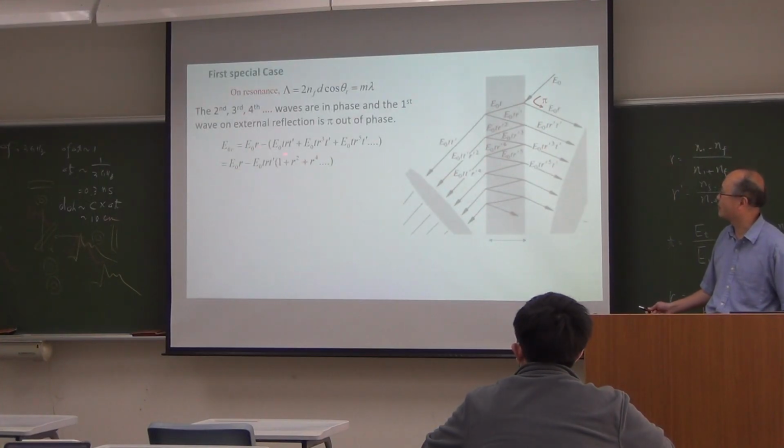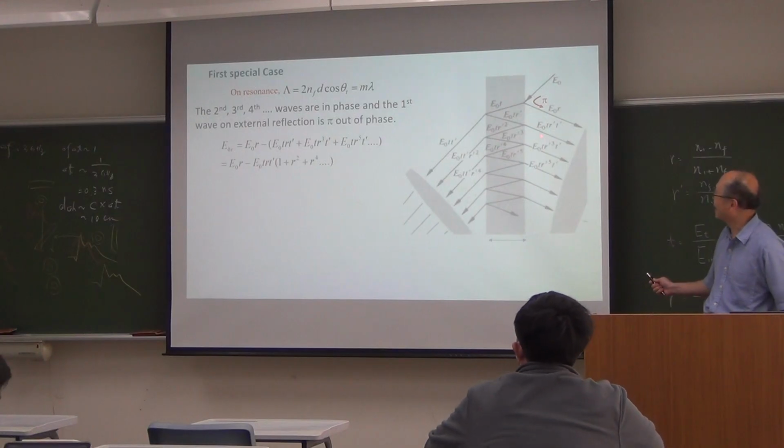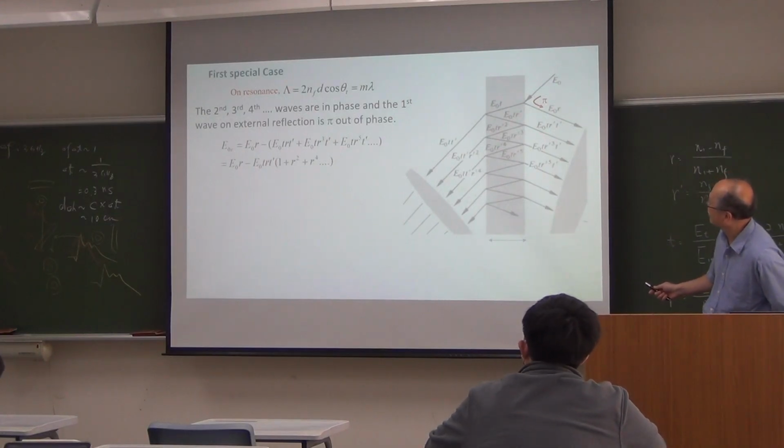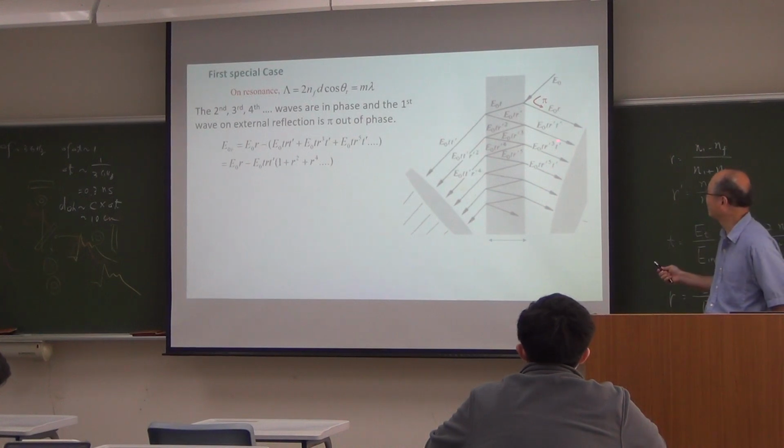So this is an infinite sum. We just add, for this one, we calculate the reflected field. So it's an infinite sum. We sum them all together, term by term, given by this.